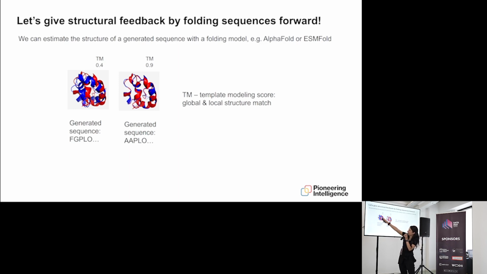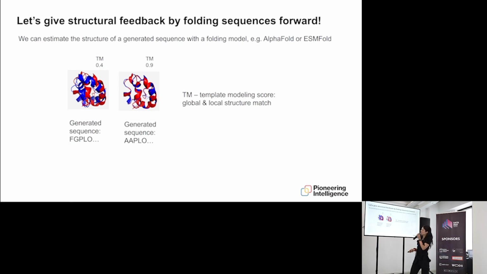Here you see in blue a folded sequence. That sequence was generated from the policy, we fold it, and we see it's not a perfect match to the ground truth, which is in red. On the right-hand side, we see a sequence that looks slightly different. If we forward fold it, it's a pretty good match to the original one.